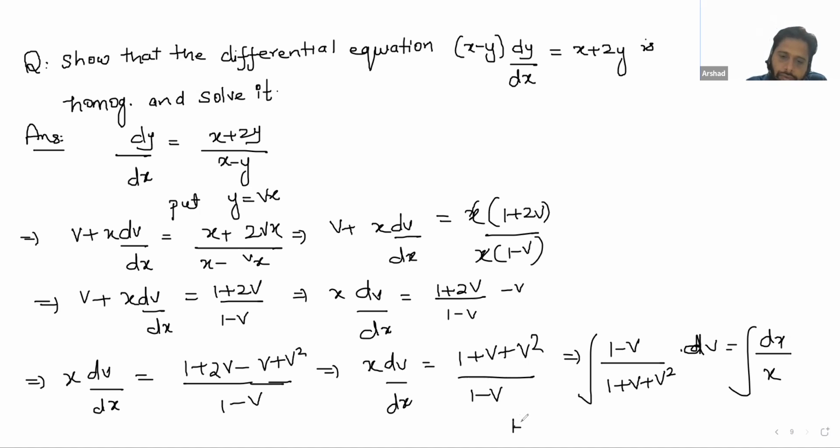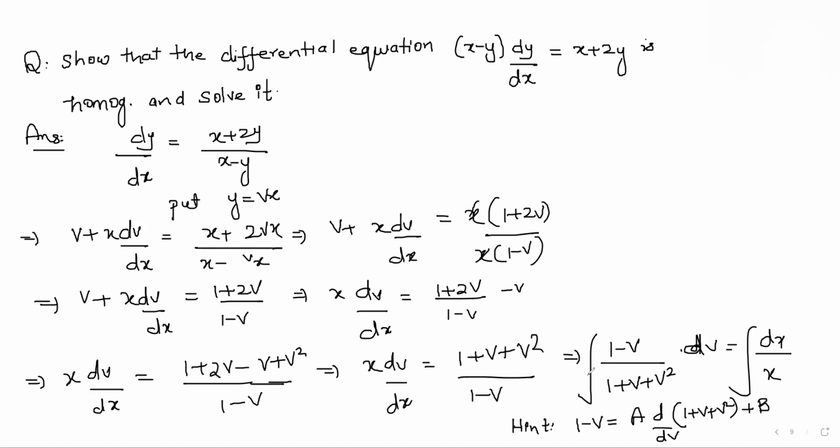I will give you the hint, I will not solve it. We have done integration a lot. So the hint is 1 minus v is equal to a into the derivative of (1 plus v square) plus b. Saif, are you getting this? Yes, sir. Okay, great. Now all of you please solve it and share your answer.